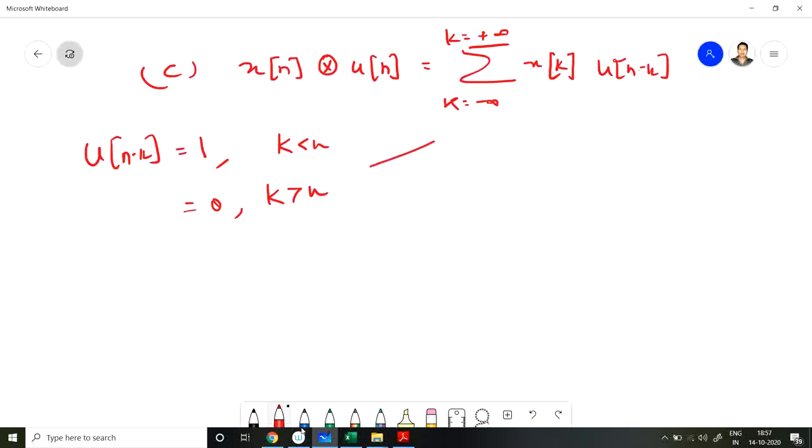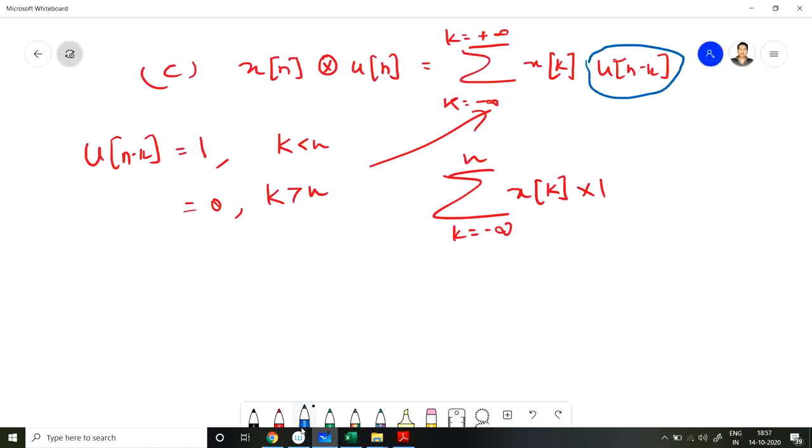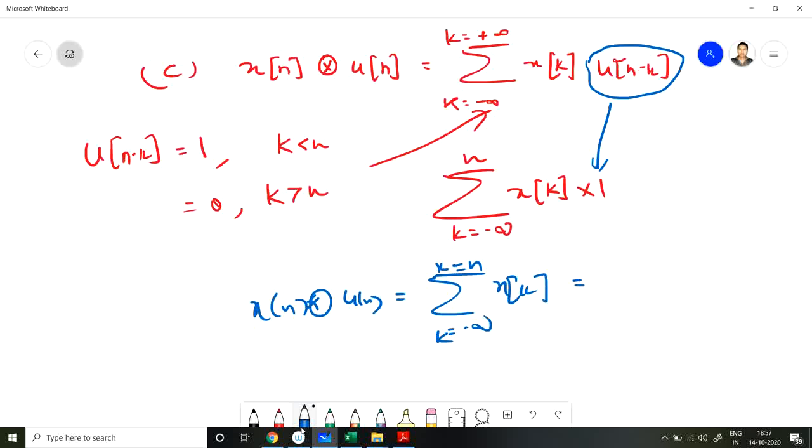So this summation is basically, if we apply this property, the summation from k equals minus infinity to n only, of x[k], because x[k] is multiplied by 1. This value is 1 when k goes from minus infinity to n. So x[n] convolution with u[n] is nothing but the summation from k equals minus infinity to n of x[k].